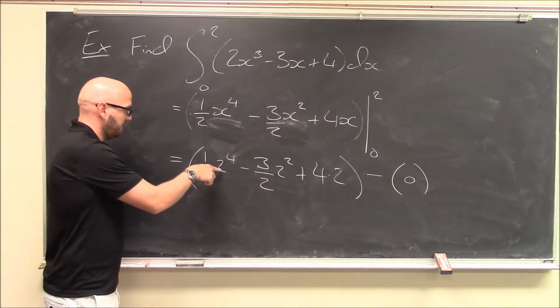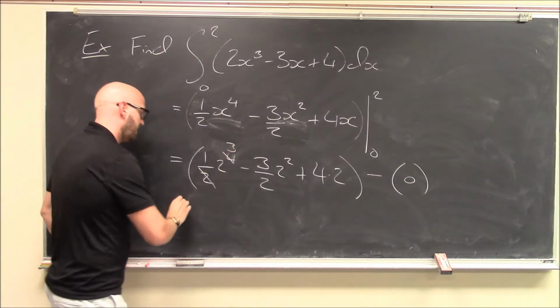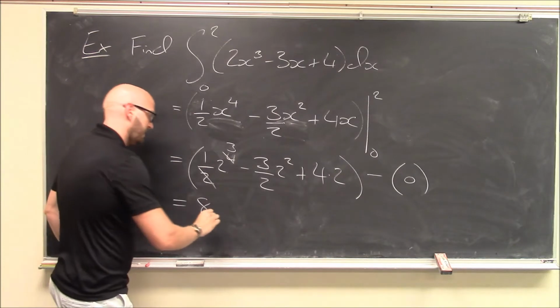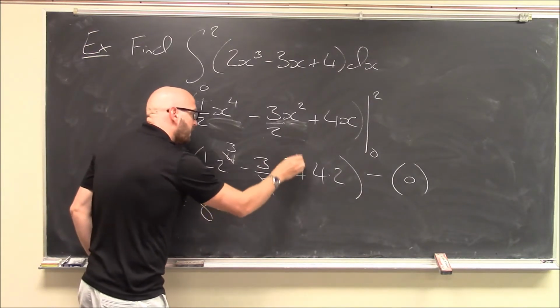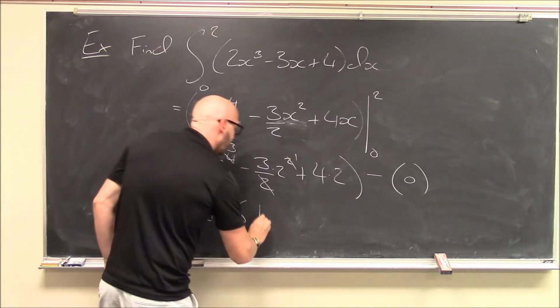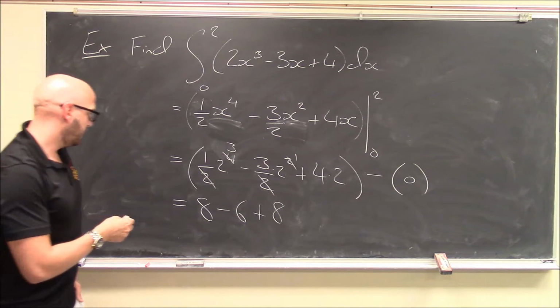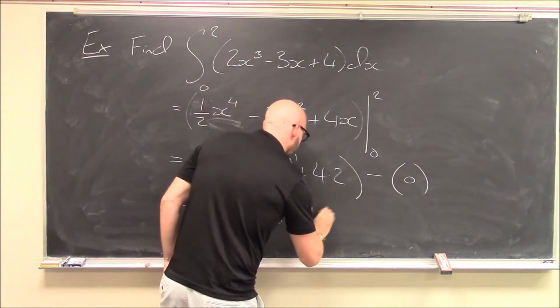So what is this? 2 over 2 to the 4th, cancel one of these 2's with one of these, we've got 2 cubed, so that's just 8. Cancel one of those 2's with one of those, and we've got 3 times 2, which is 6, minus 6, plus 8 again. 16 minus 6 is 10.